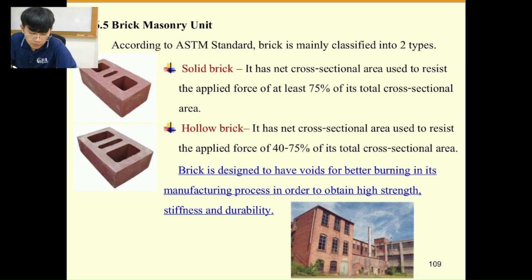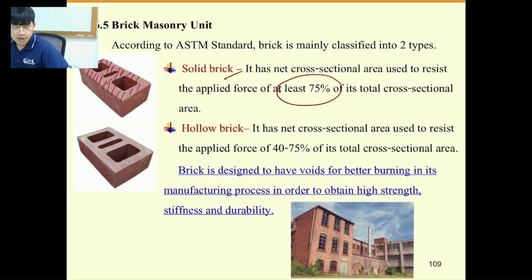For example, the first one is solid brick. So solid brick, you can see that the resisting area is going to be at least 75% of its total area over here. Okay, so if the resistant area is higher than 75%, we call it solid brick. And if it's between 40 to 75%, we call it hollow brick.